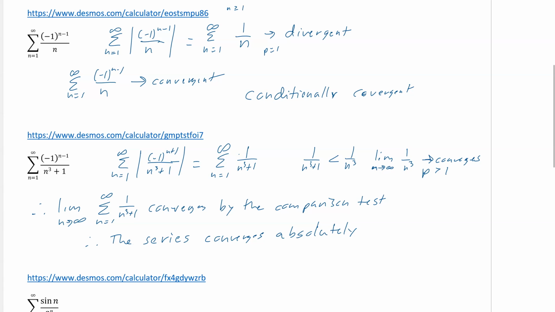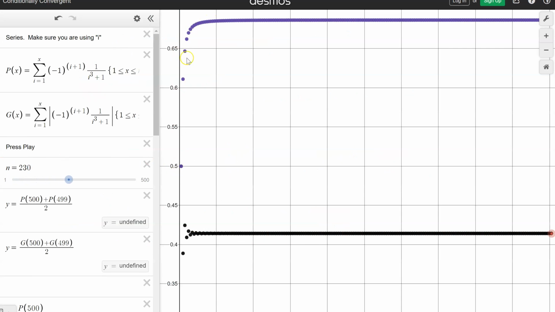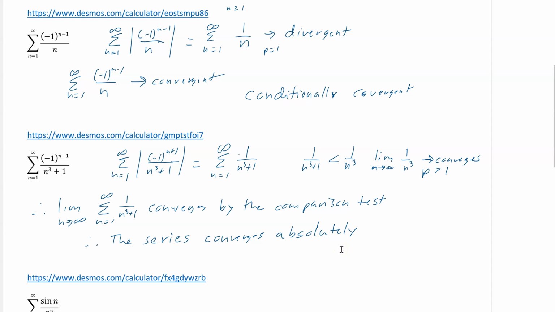Let's look at it with Desmos. If I hit play, you can see there it is. The purple, the absolute value, is converging here, right? And so is this one. If this one converges, that means the things that we're adding to it are smaller and smaller. And so even though we're getting positives and negatives as we add these, they're both getting smaller and smaller. So it's converging absolutely, and it's converging by itself.